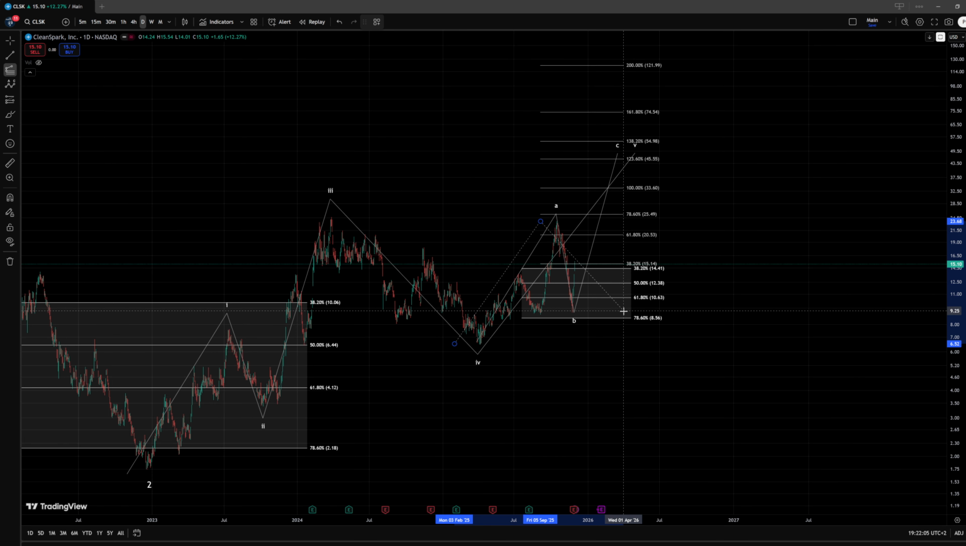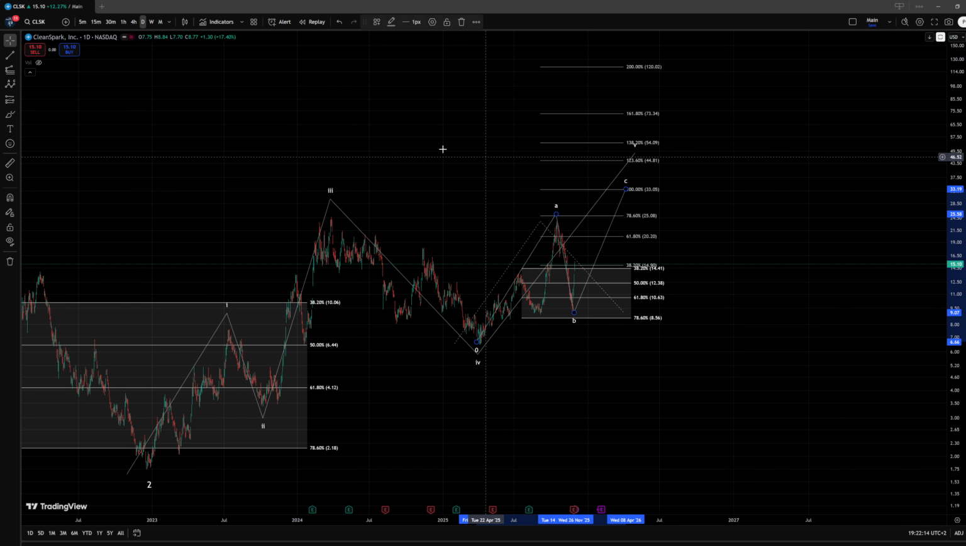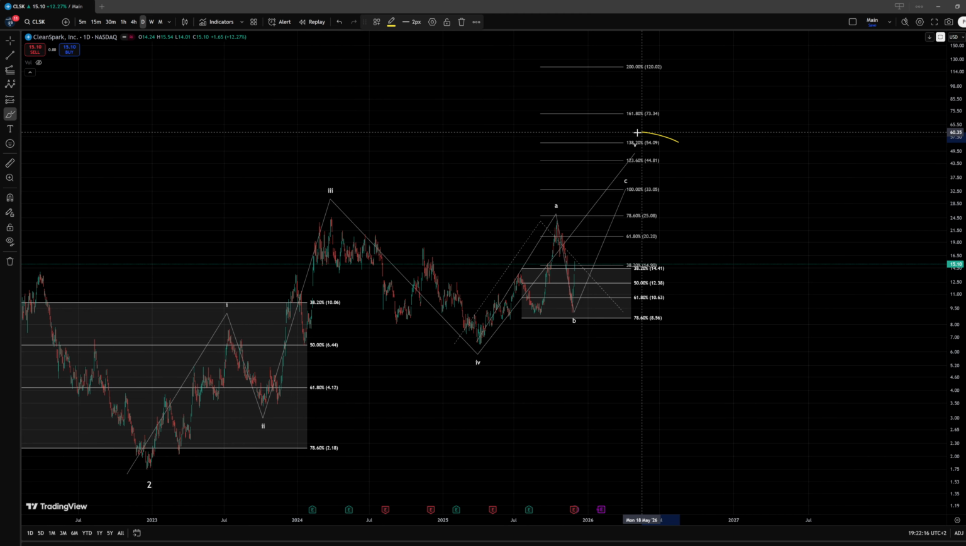Now, if we are to look for an ideal target here for the wave C to the upside, we would be looking at the 100% extension of the wave A, which would be around the $33 level. Now, this is an ideal target. We don't need to get there. We don't need to stop there. We could even go to, let's say, the 138.2% extension, the $54 level.